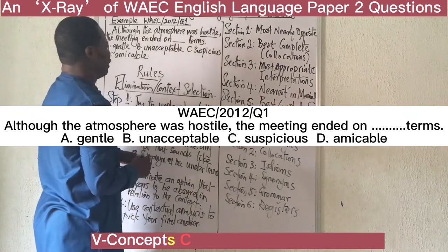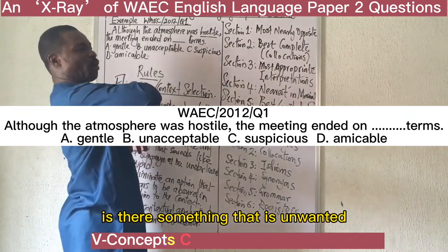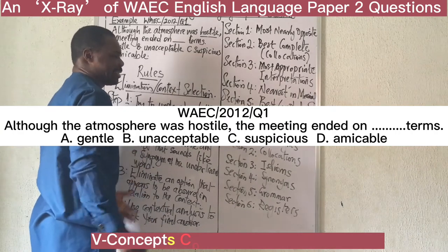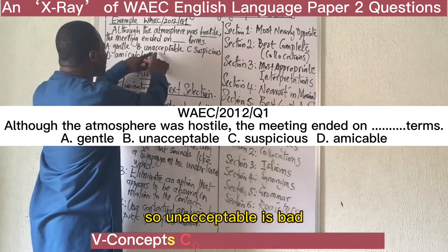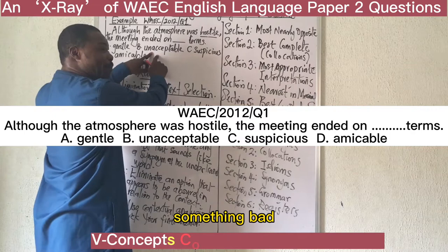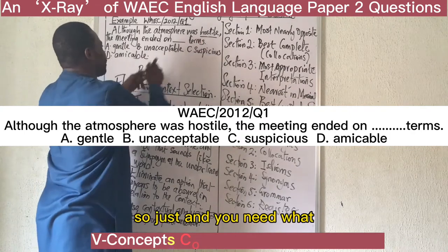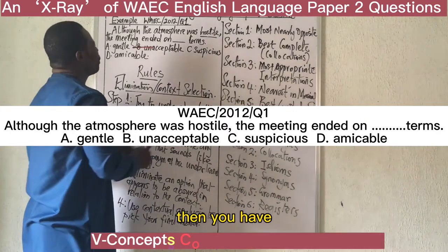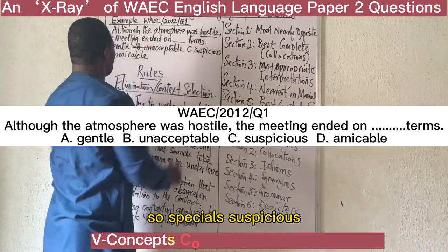Unacceptable. If you say something is unacceptable, that is, it is unwanted, that is, it shouldn't be entertained. So unacceptable is bad. It's a bad word. Hostile is bad. So just eliminate what? Unacceptable.